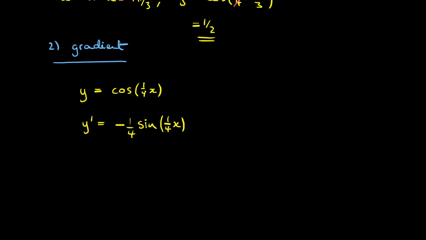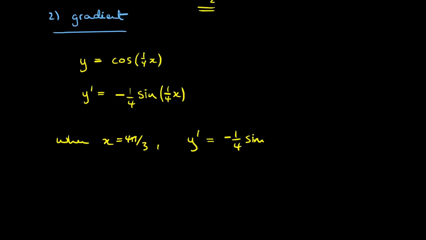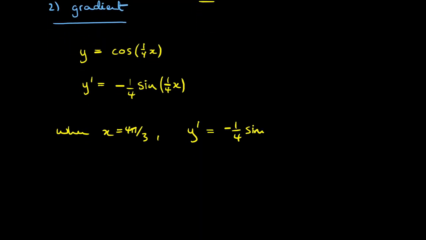Okay, well now we need to find what the gradient is when x is equal to 4 pi upon 3. When x is equal to 4 pi upon 3, y prime is going to be equal to minus a quarter sine a quarter times by 4 pi upon 3. And that's just pi upon 3. Now remember again, pi upon 3 is 60 degrees. And if we know sine 60 degrees is root 3 upon 2, we could also put it in our calculator. Then we've got minus a quarter times by root 3 upon 2.